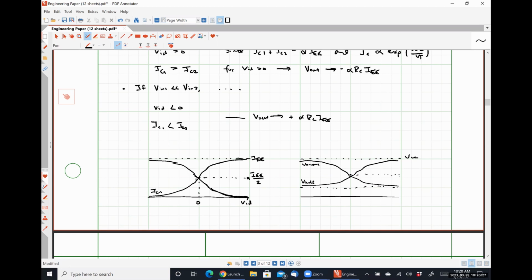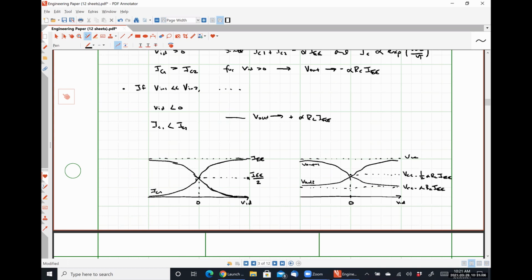At 0 differential voltage, they're both going to have a value of exactly VCC minus 1/2 alpha RC IEE. And the minimum value for either of the individual output voltages will be VCC minus alpha RC IEE. This is 0, and we are looking again for our individual output voltages as a function of our differential.